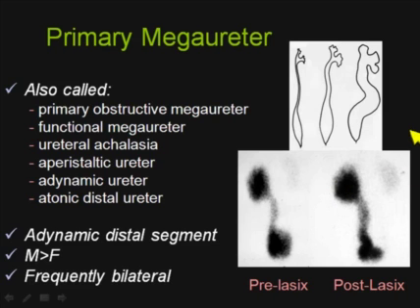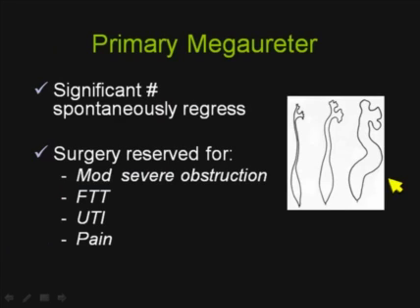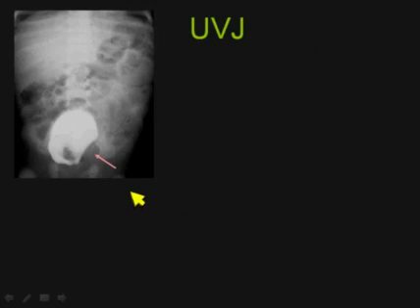Primary megaureter is due to an adynamic distal segment of the ureter. It's more common in boys than girls, and it's frequently bilateral. There's usually a holdup of the radiopharmaceutical if it's examined pre and post Lasix. Many of these will spontaneously regress, and surgery is usually reserved for patients who have moderately severe obstruction, if they're failing to thrive, if they have urinary tract infection that doesn't respond to treatment, or they are experiencing pain.